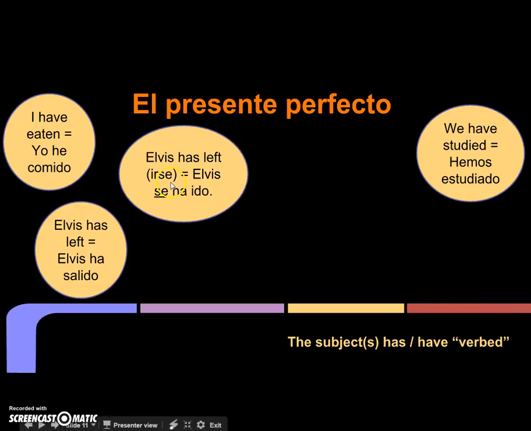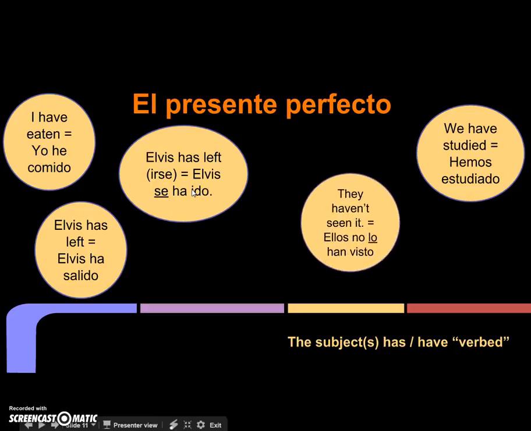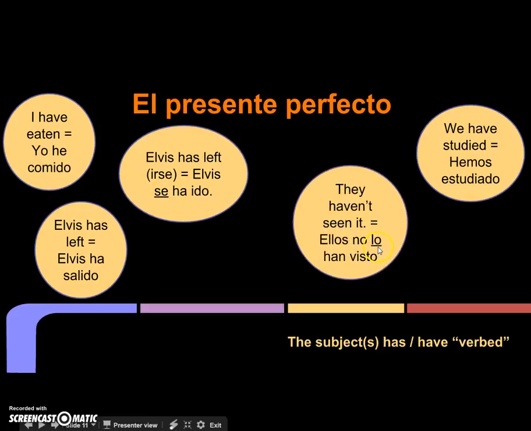ido. And what's really important is that you notice right here, there's like a force field around this particular part of the verb. Haber and its participle can never be separated, and you can't attach anything to it at all. So the reflexive verb, the reflexive pronoun, goes all the way out in front. Every pronoun is going to go out here. So let's take a look at this example.